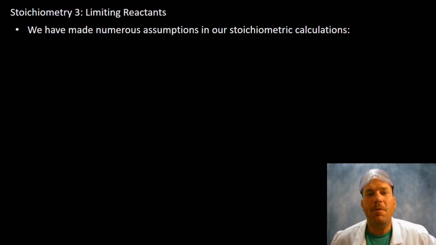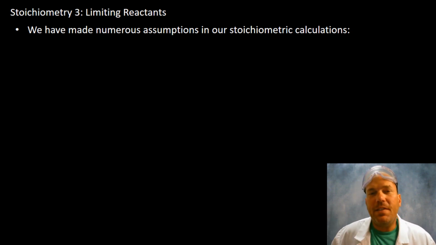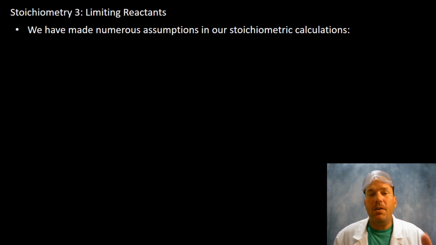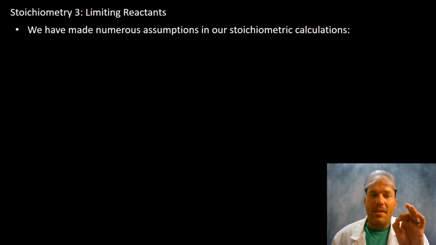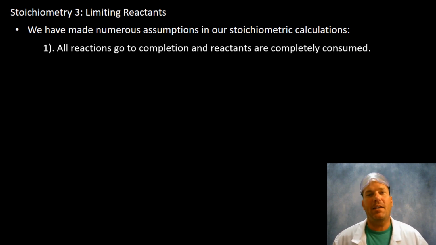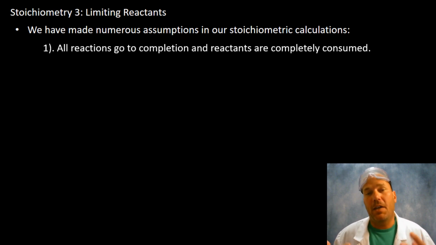All right, so hopefully everyone feels pretty confident in their ability to carry out some stoichiometric calculations. So in this video, I'm going to talk to you about limiting reactants. And I alluded to this in the last video. We have made numerous assumptions thus far. And I want to go through those so everyone knows that there are some things that occur during these reactions that may not always give you what theoretically you should have, okay?